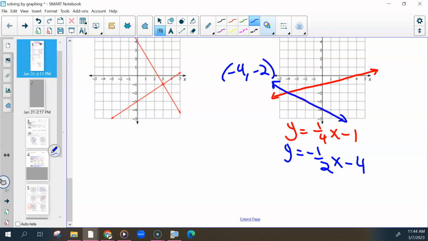So not only should you know how to graph it and find the solution, but you should also know how to write the equations and find the solution as well. Questions on this process?